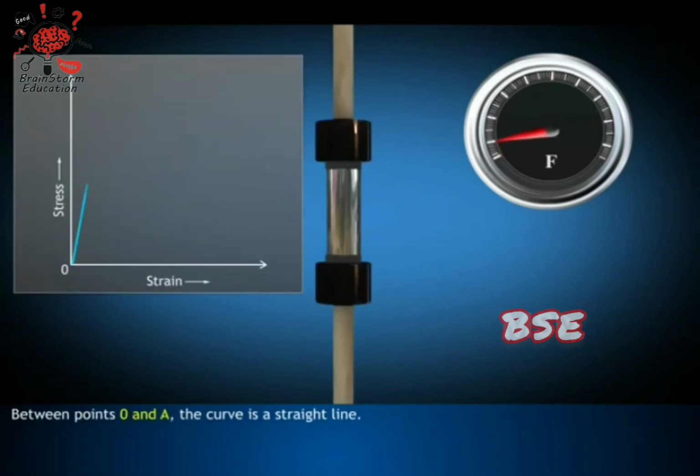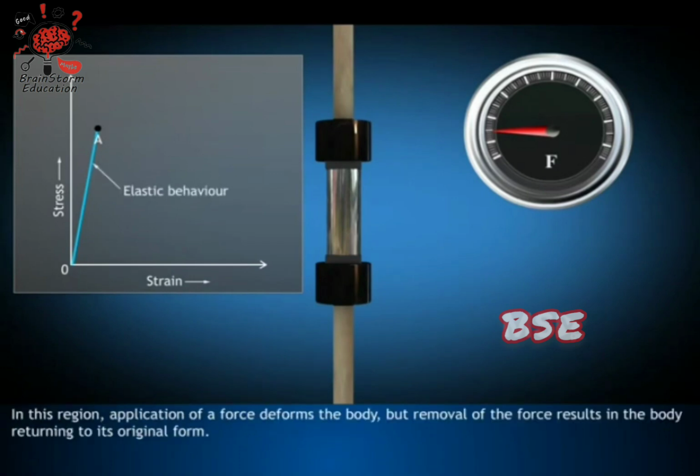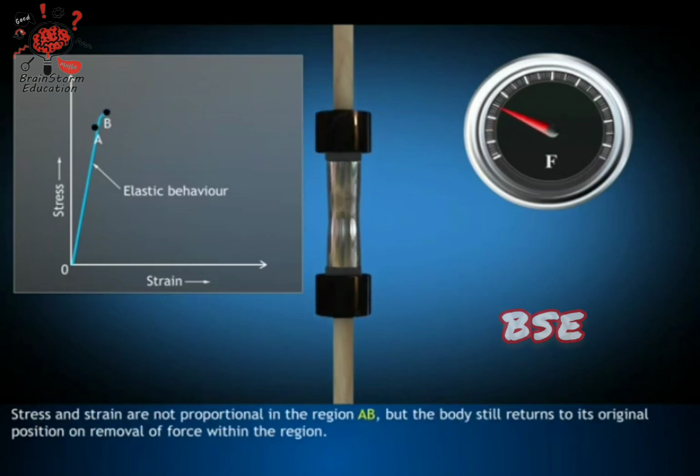Between points 0 and A, the curve is a straight line. Hooke's law is obeyed in this region. This region is the region of elastic behavior. In this region, application of a force deforms the body, but removal of the force results in the body returning to its original form. Stress and strain are not proportional in the region AB, but the body still returns to its original position on removal of force within the region.